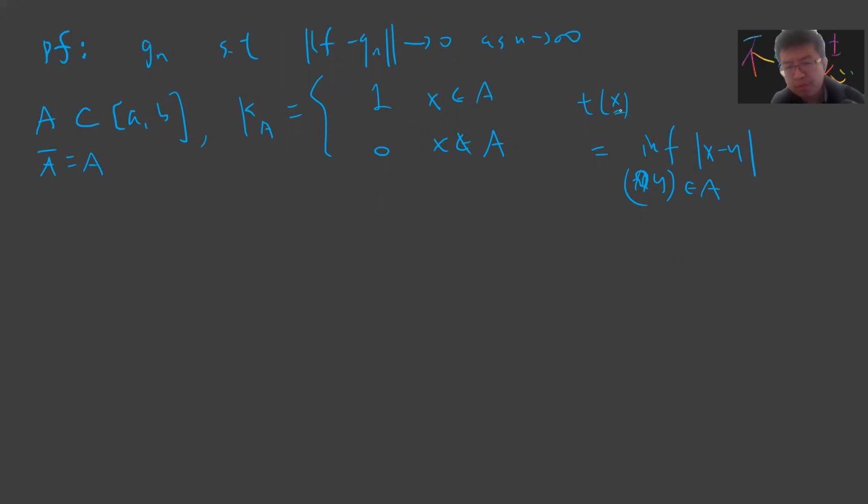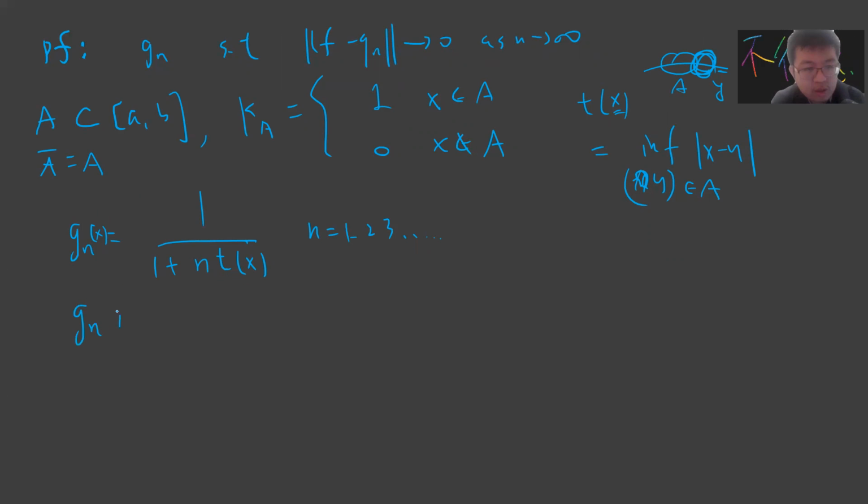So somebody gives you this A, and this is y. I will try to compute this distance. Then I can define g_n to be 1 over 1 plus n times t of x. So this is x, and then it's 1, 2, 3. So g_n is continuous. Why? The infimum is continuous, right? So g_n is continuous.